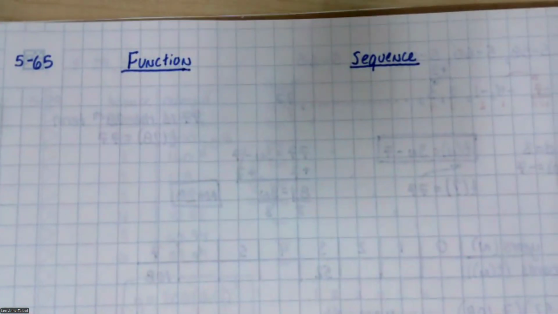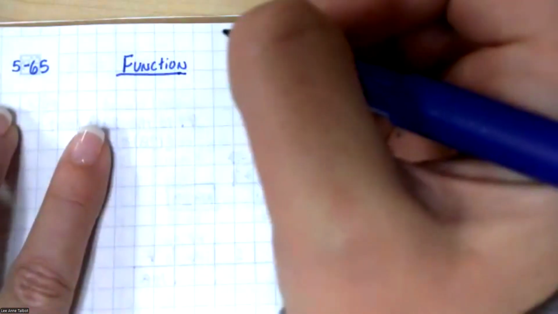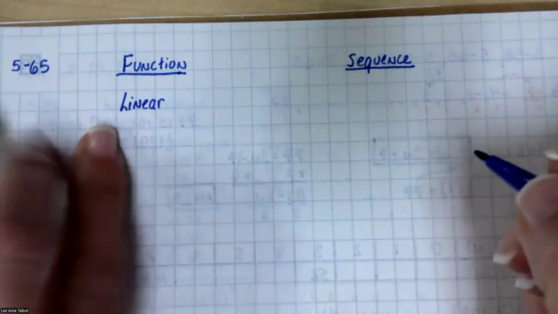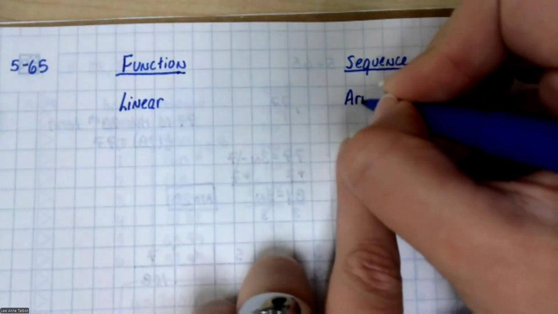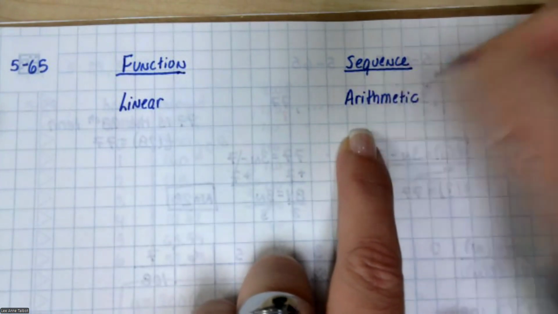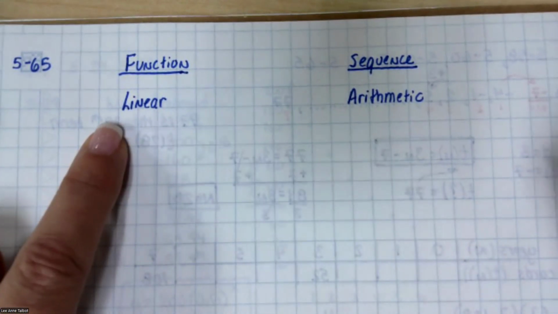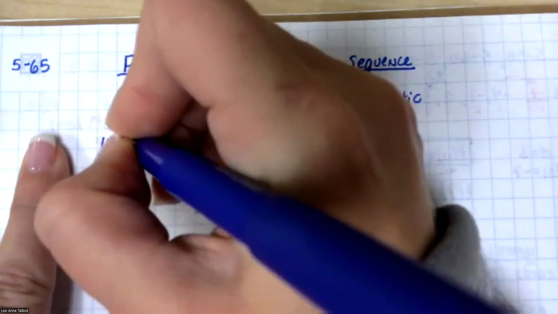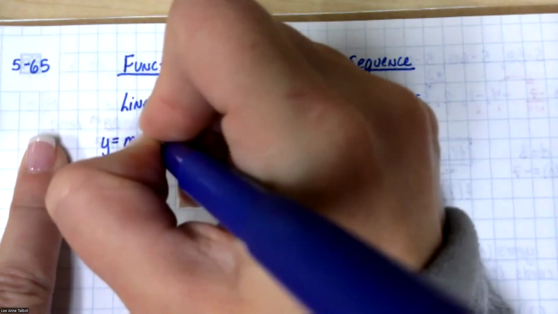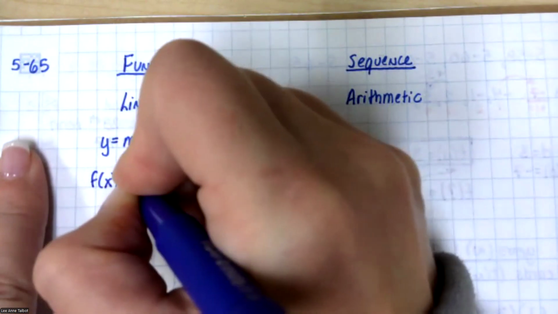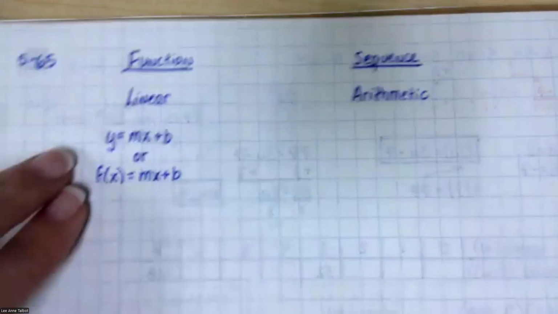Okay, so what we're going to do in 65 is we're just going to talk about the difference between a function and a sequence. For a function, the ones we did today are called linear, and the sequence is called arithmetic. The equation is y equals mx plus b, or f of x equals mx plus b. And those two are the same thing.